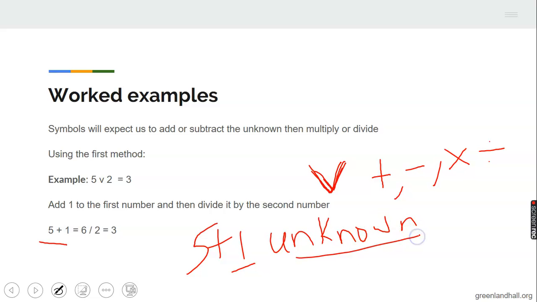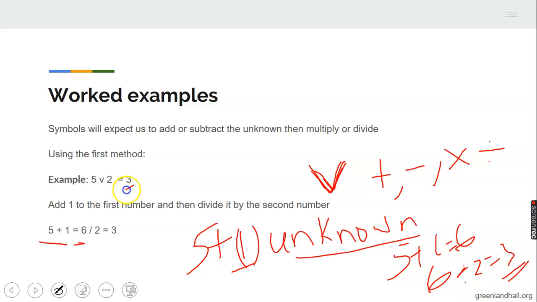That 1 is the unknown number. So you add 1, which is the unknown number, to the first figure, and we get your 6. Then you divide your 6 by 2. So you say 5 plus 1 equals 6. 6 divided by 2 equals 3. That's where you get your 3 as your answer.